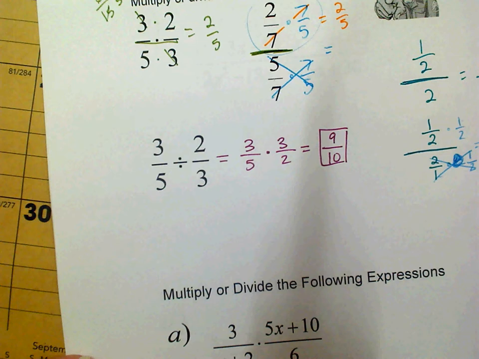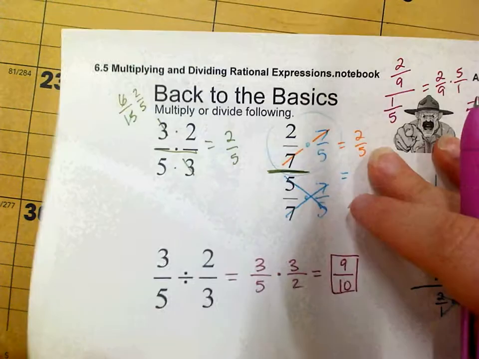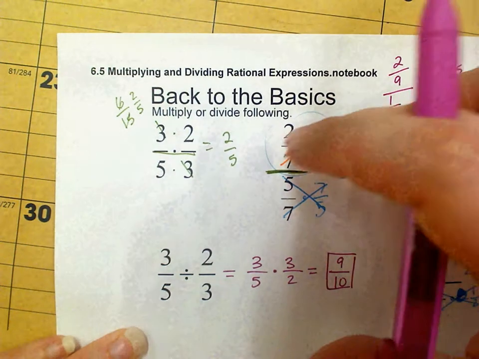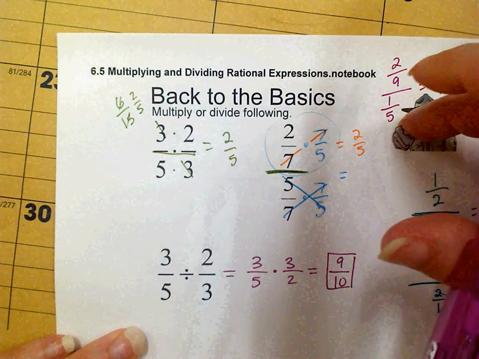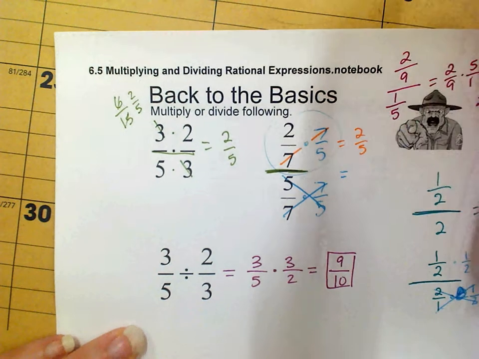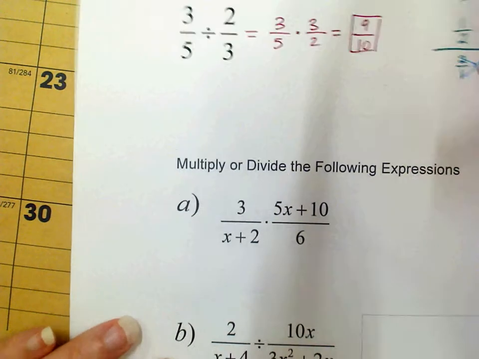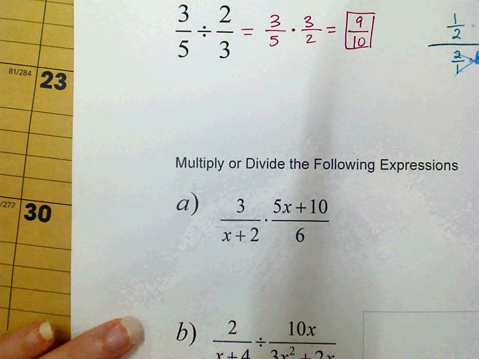So the name of the lesson is multiplying and dividing. It actually is multiplying and dividing and simplifying complex rational expressions, but basically it's all about multiplying and dividing with some adding and subtracting combined in. Okay, so let's do problem A.